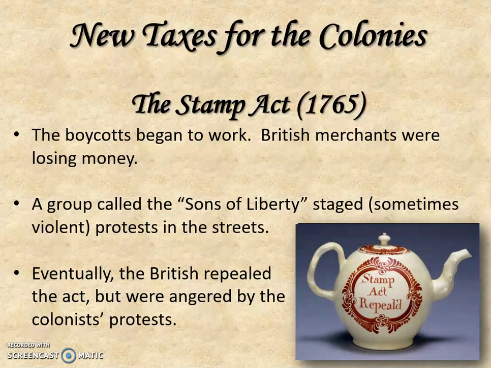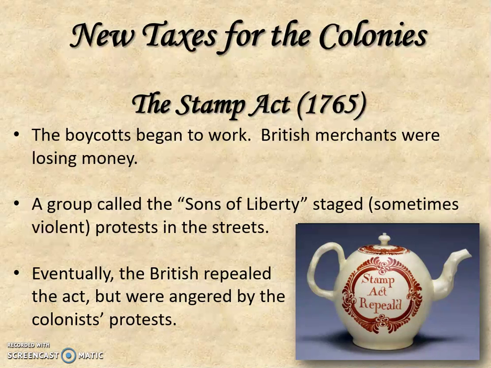The colonists began to boycott buying British goods. There was a major increase in making things in America and buying things in America. Not only was there a group called the Sons of Liberty, but there was a group called the Daughters of Liberty. And the Daughters of Liberty were actually at the forefront of this boycott.